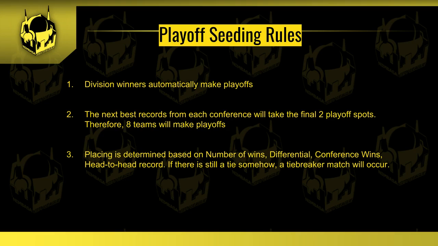And then last but not least, placing is determined based on number of wins, then differential, then conference wins, then head-to-head record. And if there's still a tie somehow, then a tiebreaker match will occur. So it is possible to have a tie if you're in a tie with the person that you played in week 12. That's the only way that you can have a tie by the end of the season. And I believe all of the week 12 matches are out of conference, which I can actually double check.